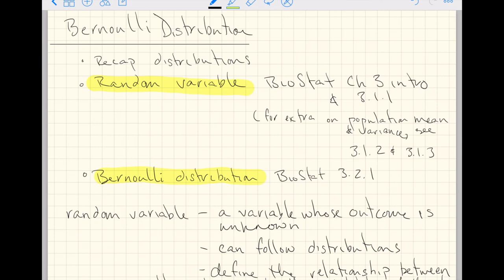Random variables have outcomes which are unknown. They follow specific populations. That is, these random variables are theorized to come from a specific population and hence follow that population's distribution. And they define implicitly the relationship between the set of possible outcomes and the probability of those outcomes. So I think the easiest thing to do is jump into a quick example for the Bernoulli. So let's just move to the Bernoulli distribution.